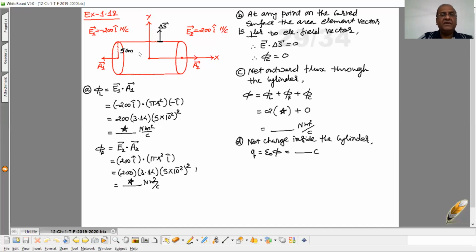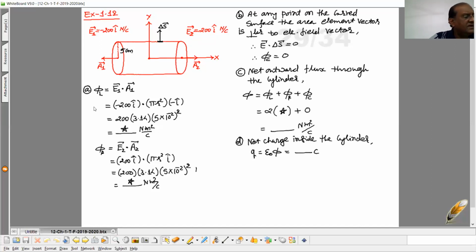Now see, this one is the cylinder whose axis is coinciding with the x-axis and the center of the cylinder is coinciding with the origin of the Cartesian coordinate system. Now, in the positive x direction, the electric field is 200 i caret Newton per Coulomb. In the negative x direction, it is minus 200 i caret Newton per Coulomb. So first solve question A.